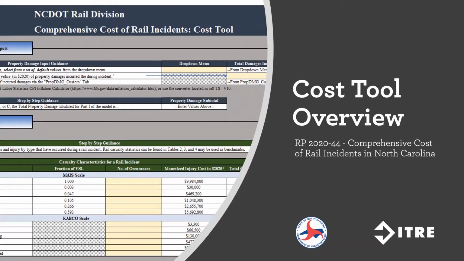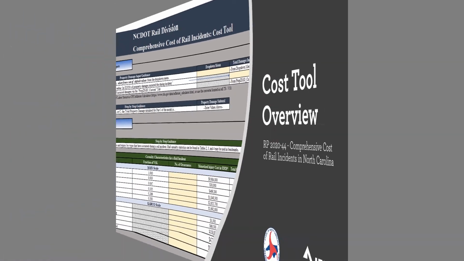I'm the team lead for the Economic and Policy Assessment Group at the Institute for Transportation Research and Education at North Carolina State University. I'll be providing a demonstration of a cost tool that we developed as part of NCDOT Research Project 2044, with the goal to better estimate the comprehensive cost of rail incidents in North Carolina.